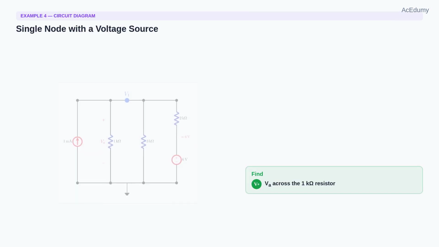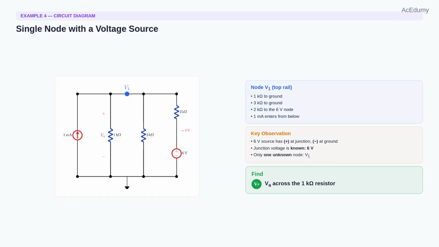Let's find out. Here is the circuit. A 1 milliamp current source on the left pushes current upward into the top node. 3 resistors connect that top node to the bottom ground rail. 1 kOhm on the left, 3 kOhms in the middle, and 2 kOhms on the right.